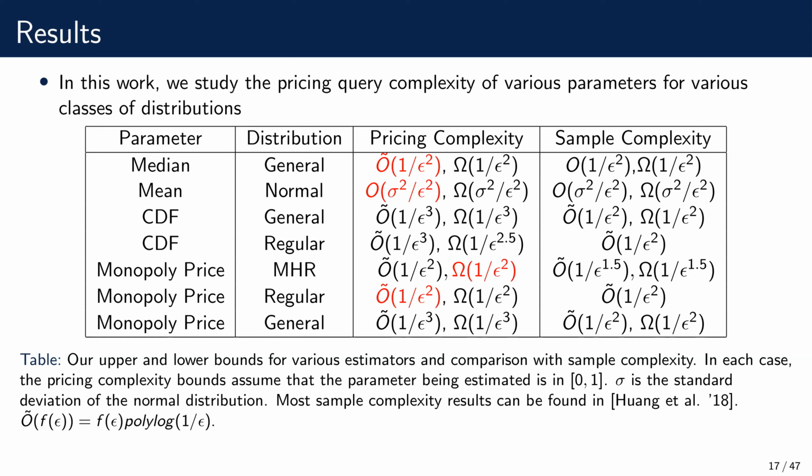So here I would like to show some of the results in the table. I will show how to estimate the median of a distribution, or more specifically the mean of a Gaussian distribution, as a warm-up, and then extend the proof to find the monopoly price for a regular distribution, and finally discuss briefly how to prove lower bound results.